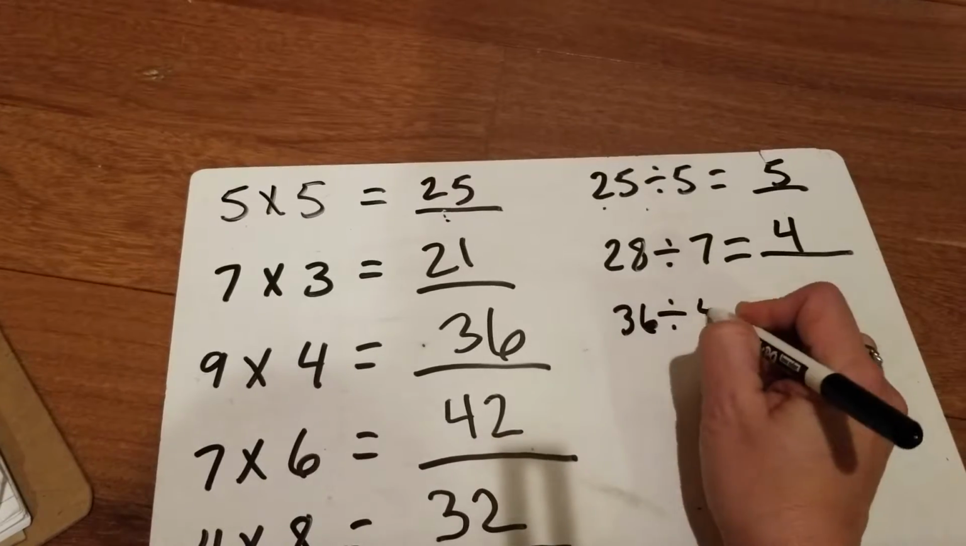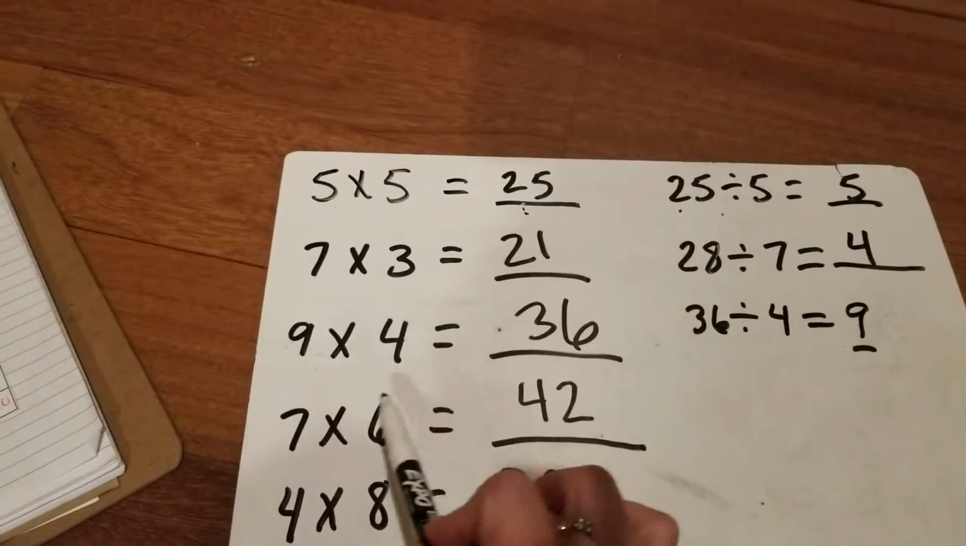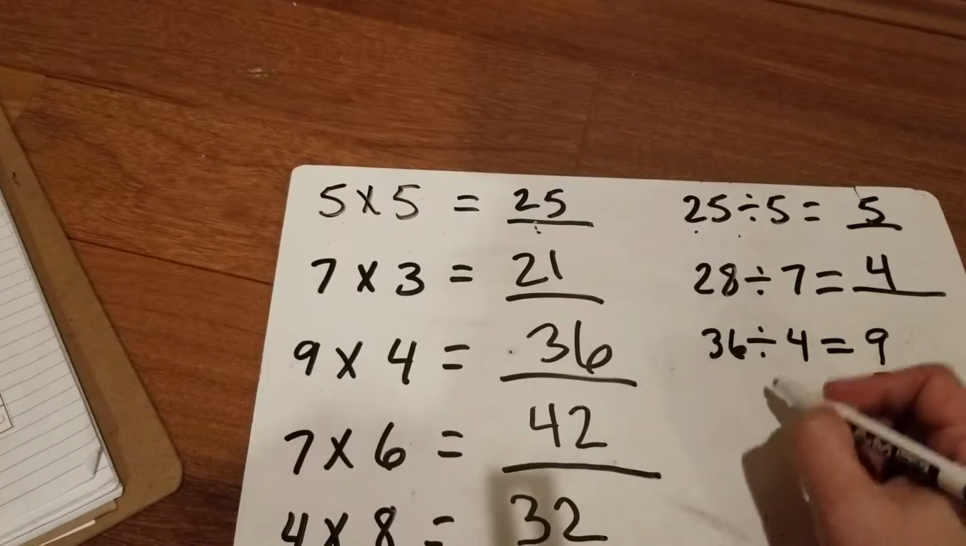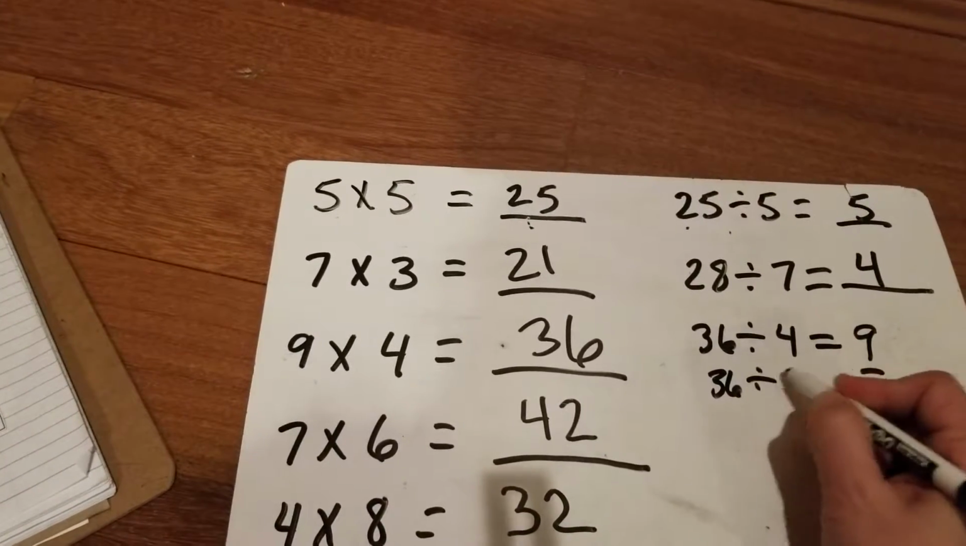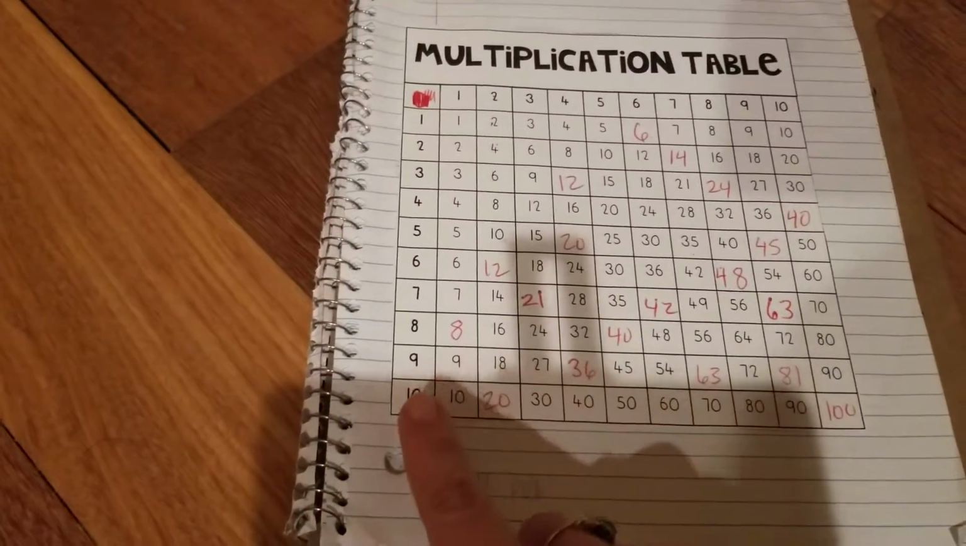36 divided by 4 equals 9. So what is 36 divided by 9 going to equal? It's going to equal 4. Check it out on your multiplication chart.